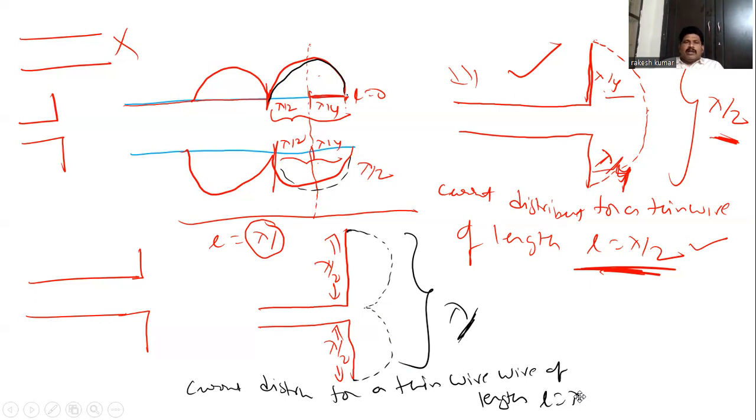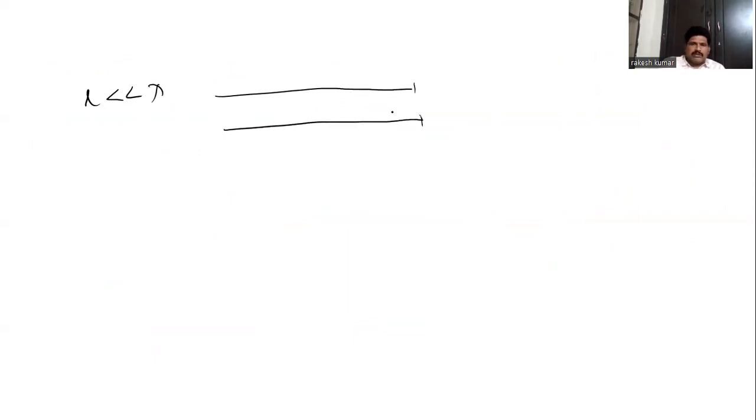You can sketch, let us take, for example, if the value of L is very much less than lambda. So how is your radiation pattern? This is your radiation pattern. Here L is equal to 0.